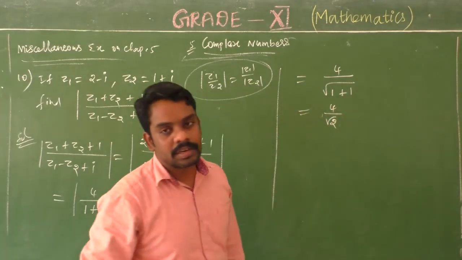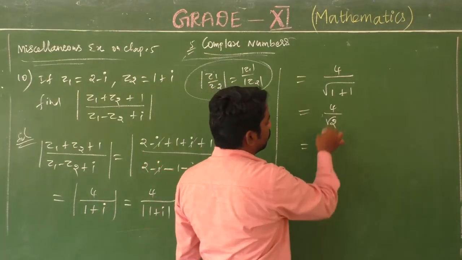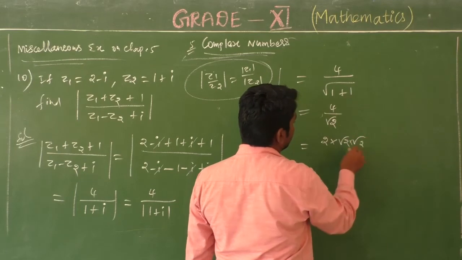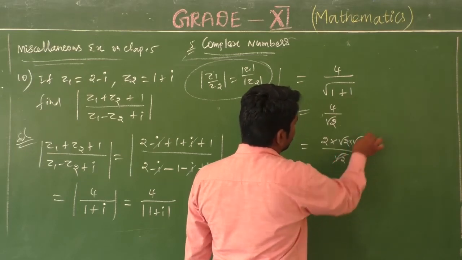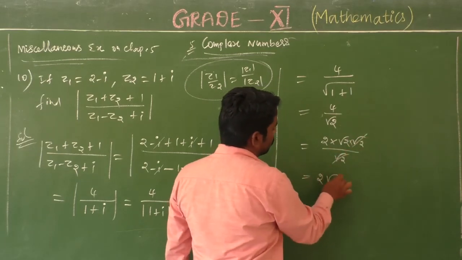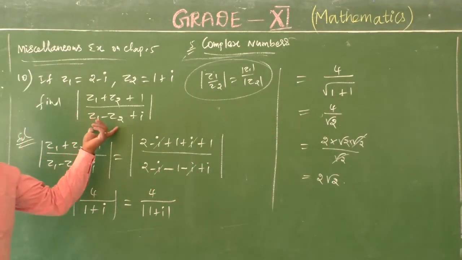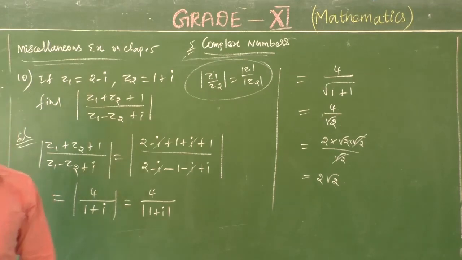4 divided by root 2: 4 is written as 2 into root 2 into root 2, divided by root 2. Root 2 and root 2 cancel, remaining 2 root 2. Therefore, the modulus of the given complex number is equal to 2 root 2. Okay, right.